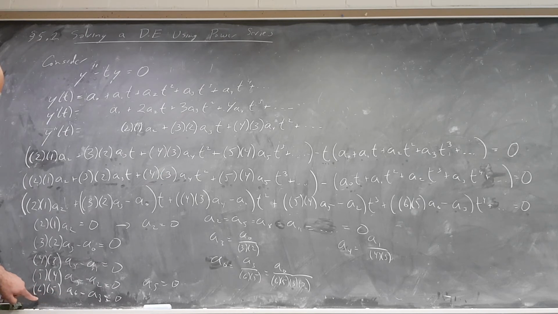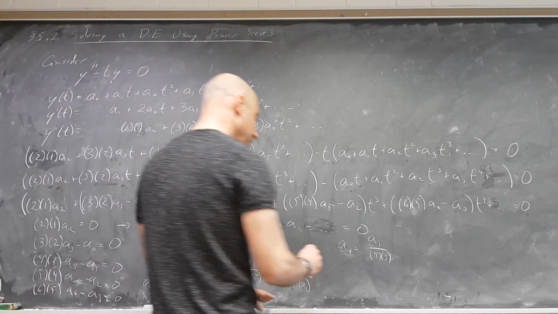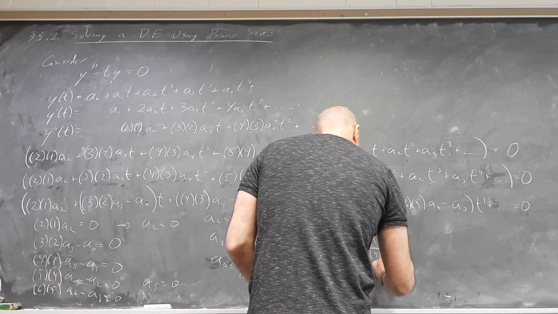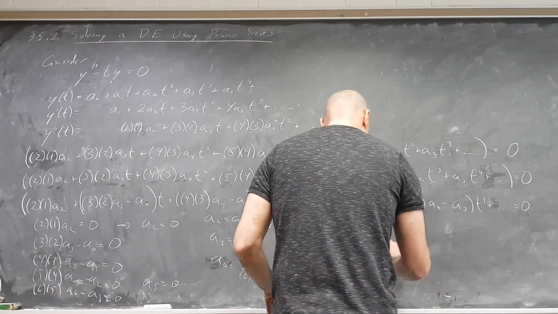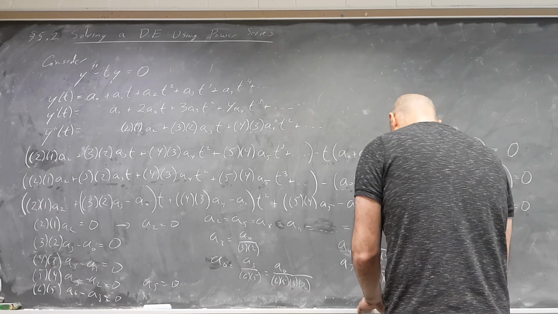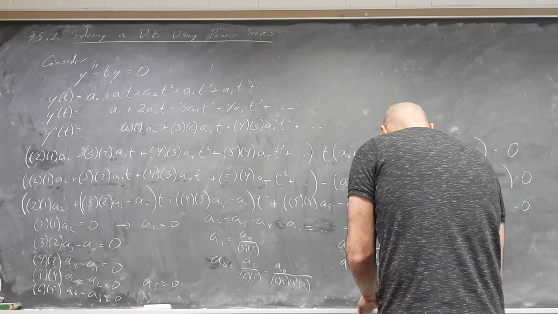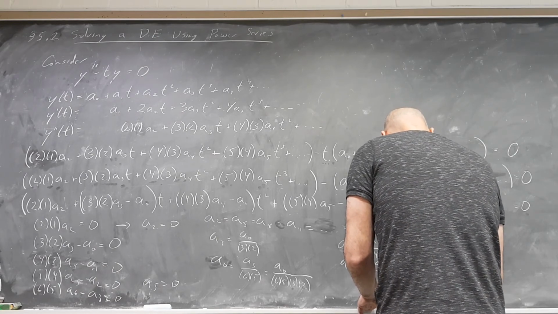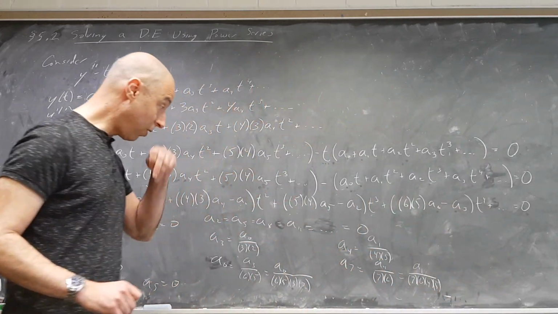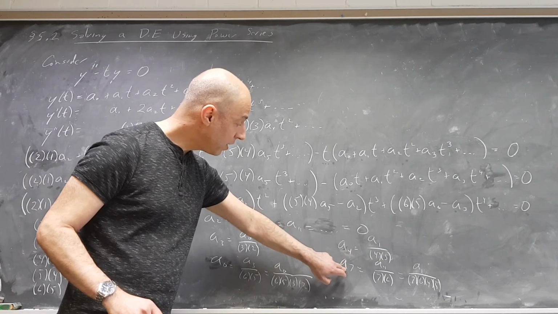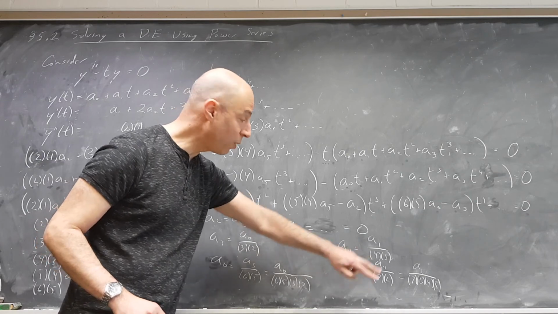And for a7, we'd have 7 times 6 times a7 minus a4 equals 0. So a7 would be a4 divided by 7 times 6. And since a4 is just a1 over 4 times 3, we have that a7 is equal to a1 over 7 times 6 times 4 times 3. So we could use this to work out all the coefficients which are one more than an even multiple of 3 in terms of a1.